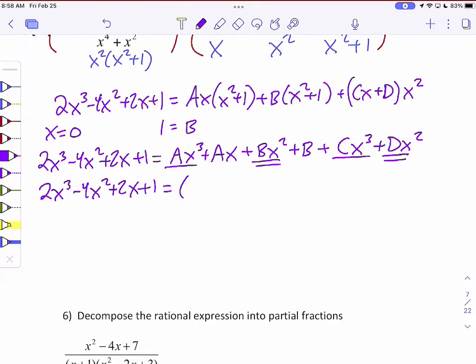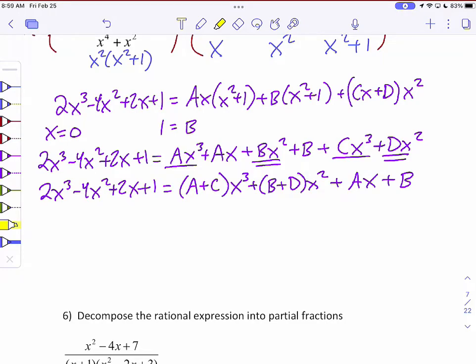So when I go to add the x squareds, I put this in parentheses. I say the coefficients are a plus c. So if I knew what a and c were, that's the number that would go in front of x cubed. So a plus c goes in front of x cubed, and b plus d goes in front of x squared. And then there's no like terms on the other ones, so I kind of lined them up.